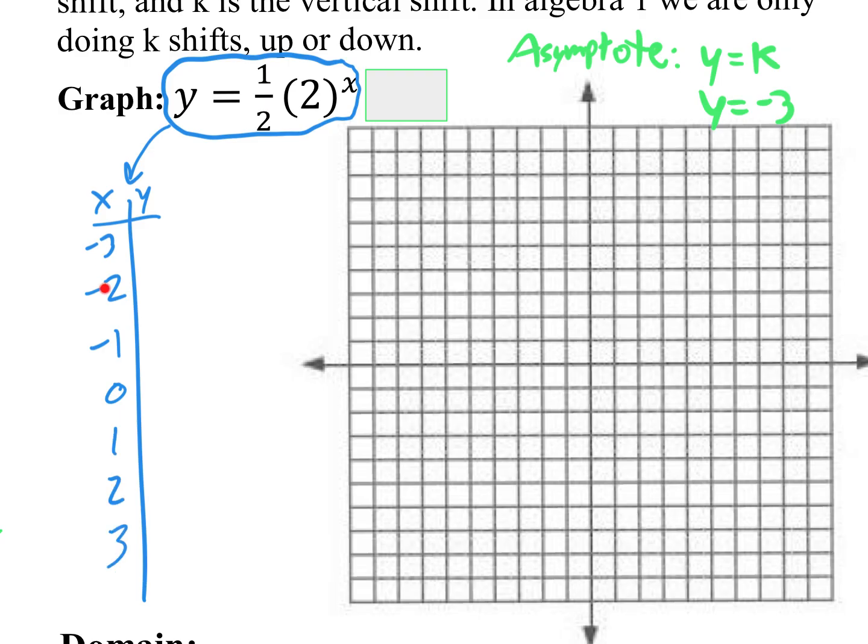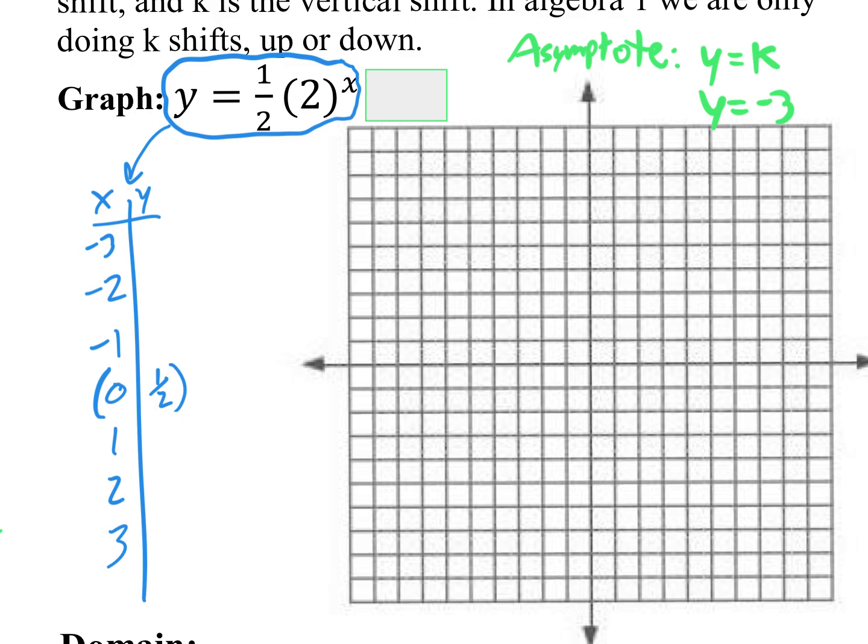Which is the easiest number to plug in, guys? 0 most of the time. So I'll plug in 0. 2 to the 0 is 1. And 1 times the a value of 1/2 is 1/2. So when I plug in a 0, I actually get out 1/2, and that is a coordinate. But keep in mind that this is not a coordinate of our final product, of our final graph.